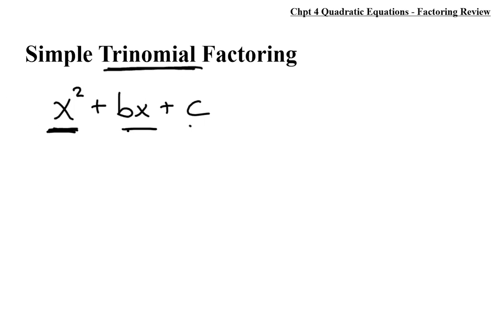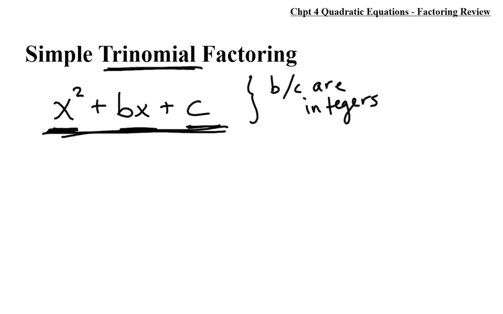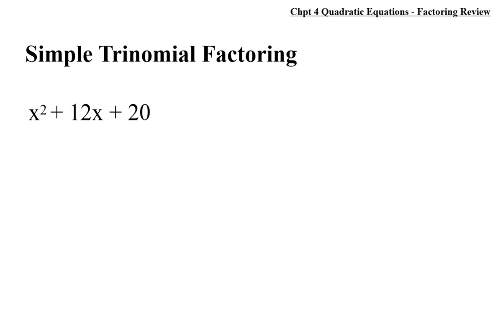You then have an x term and you have a constant. So in this situation, b and c essentially are integers, positive or negative whole numbers. If you have this type of trinomial, we have a trinomial that we can try simple trinomial factoring with. You need to learn to recognize it. So with that being said, what do we do? And again, we very briefly talked about this last unit when we were looking at completing the square, but it was a very unique situation.